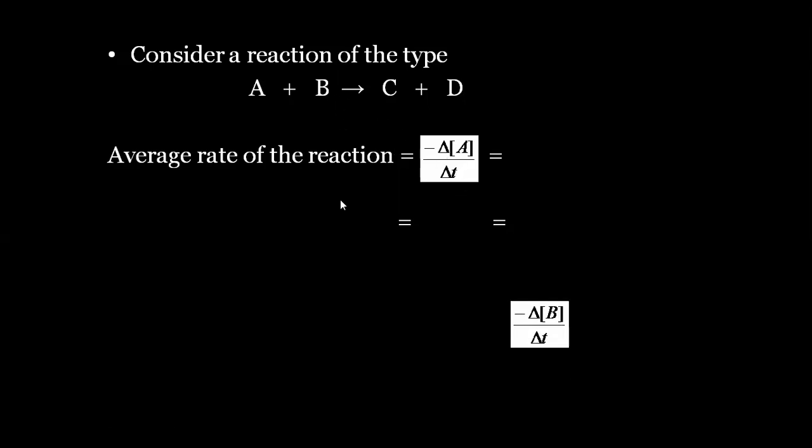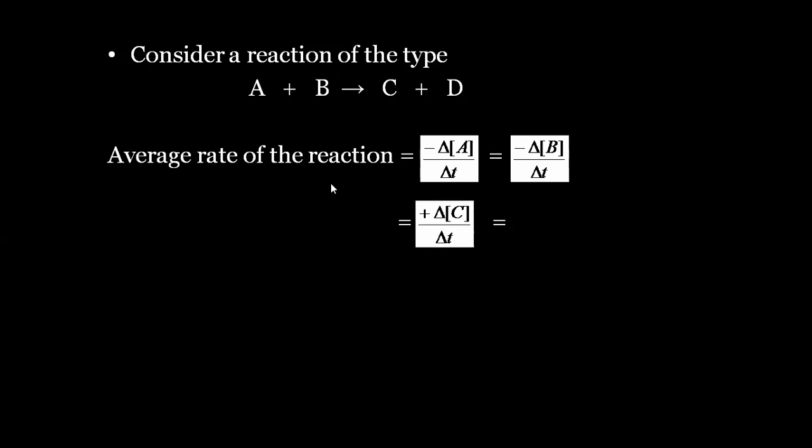In terms of B, how to write? Minus delta [B] by delta t. In terms of C, since it is a product, I'm introducing a positive sign, which indicates that the concentration of product will increase. Concentration of C will increase with time. So delta [C] by delta t, and delta [D] by delta t. That is how we can understand how to express the rate of a reaction.